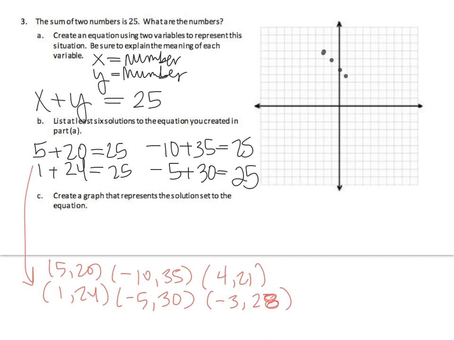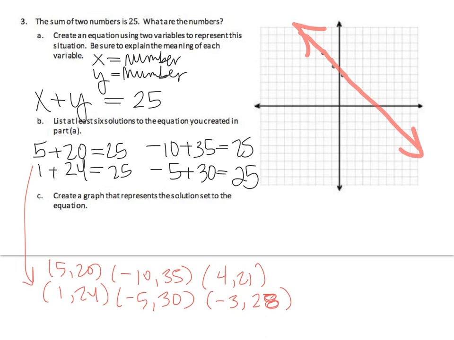Hold on a second. 5, 20. 4, 21. Yeah, it's going to be in there. Sorry about that. Negative 3, 28. I didn't do very well with my numbers, did I? So it looks like I have a line that goes right about there.